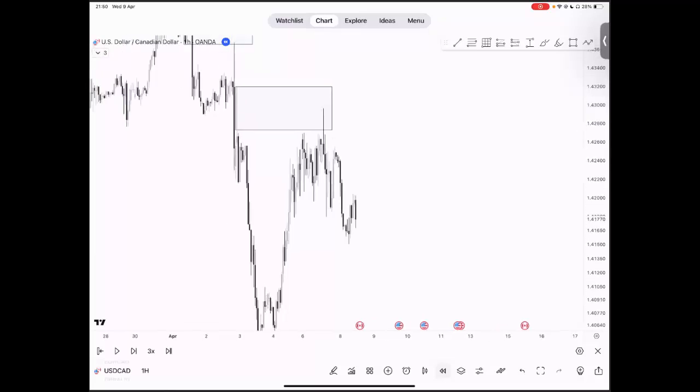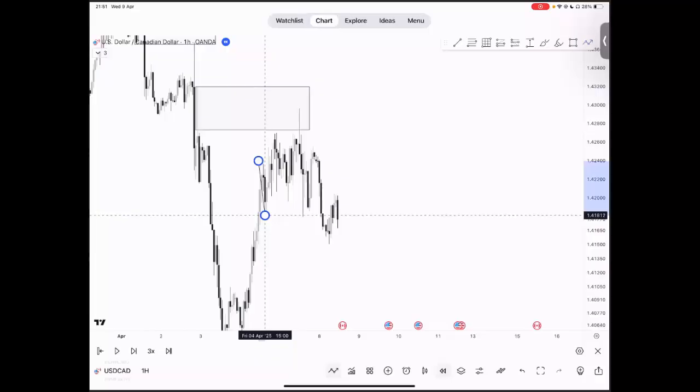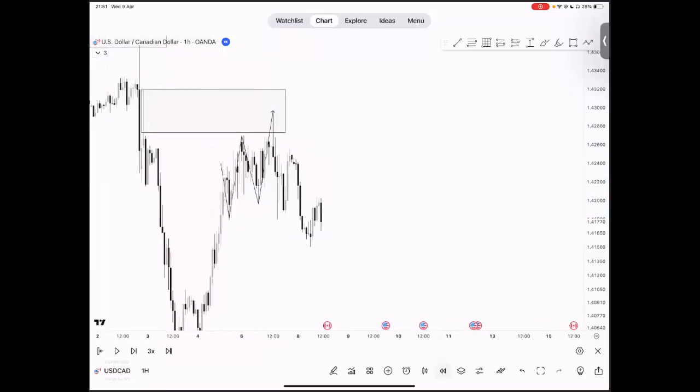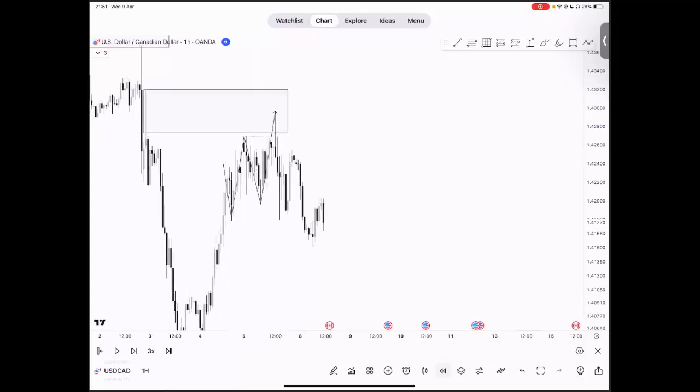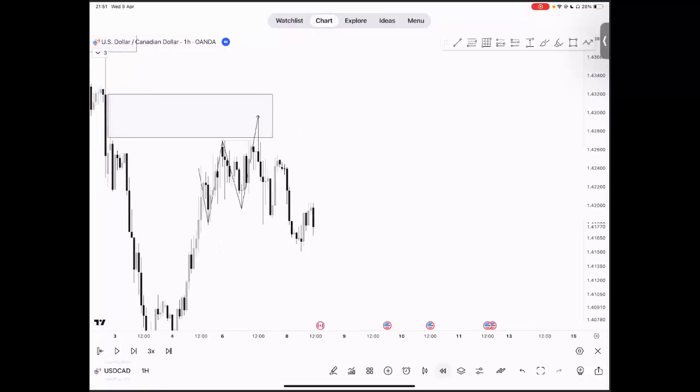In a case like this, there was a mitigation to this supply zone. After price mitigated this supply zone, you can see what happened: it created this low and then created this high, right? This was what happened on the 1 hour time frame. Can you see that after the high was created, there was a sweep to create that high? There was a sweep here to mitigate that high. Let me change this to red so it's more visible. There was a sweep to mitigate the high, and after that, price broke down to break structure.